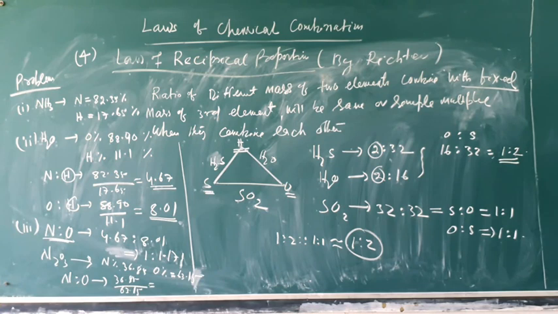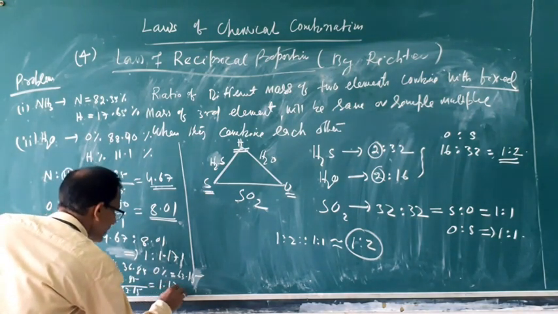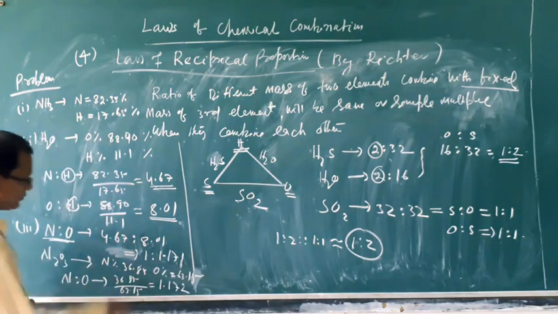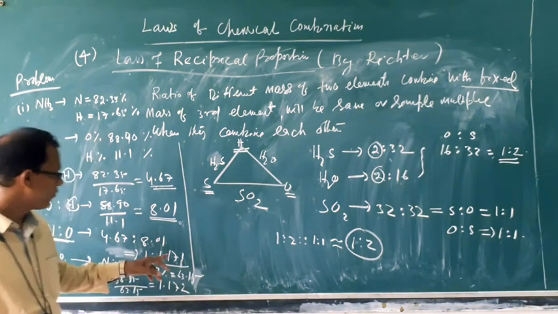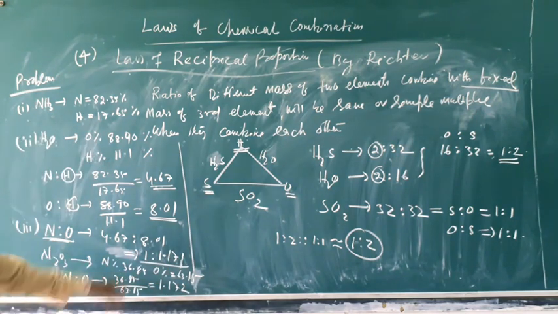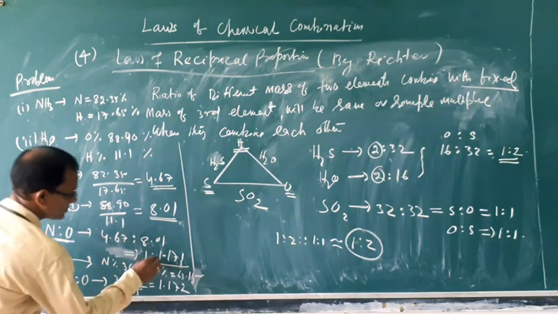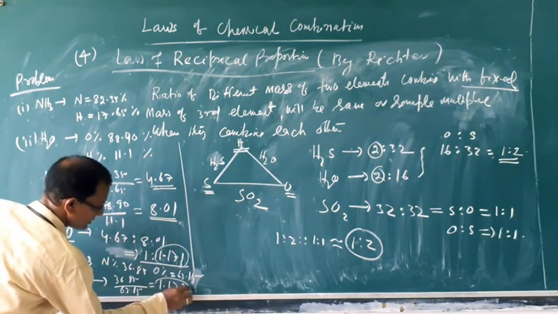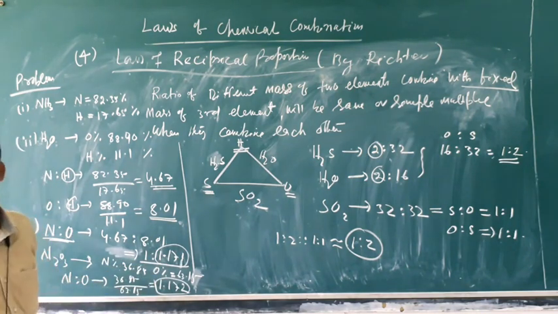The value is 1.172. Same value, 1.172. So previously it was obtained 1.171. It becomes how much? 1.172. And this much. So these two are almost the same.